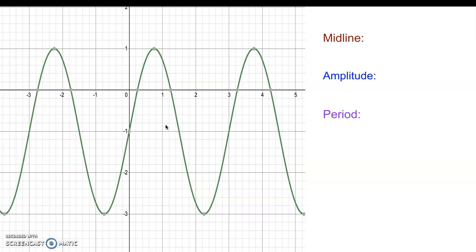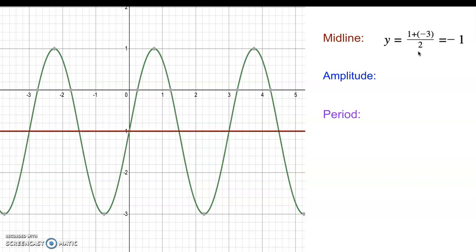Now, moving on, the midline of a graph is the middle portion of a graph. To find the midline of this graph, we take the maximum value of y, which is 1, and add it to the minimum value of y, which is -3. Then we average these two numbers by dividing by 2, and our midline is then -1.